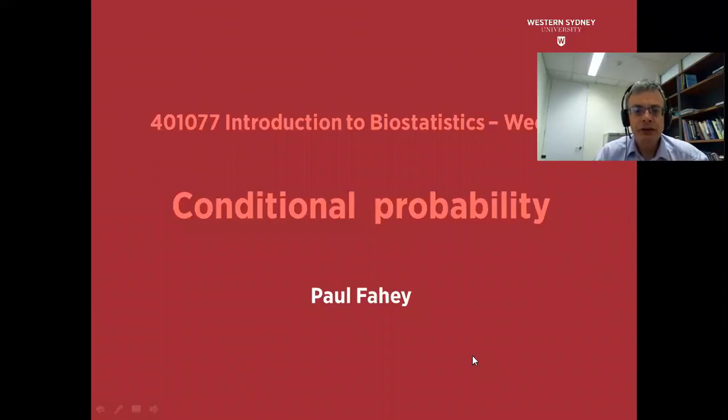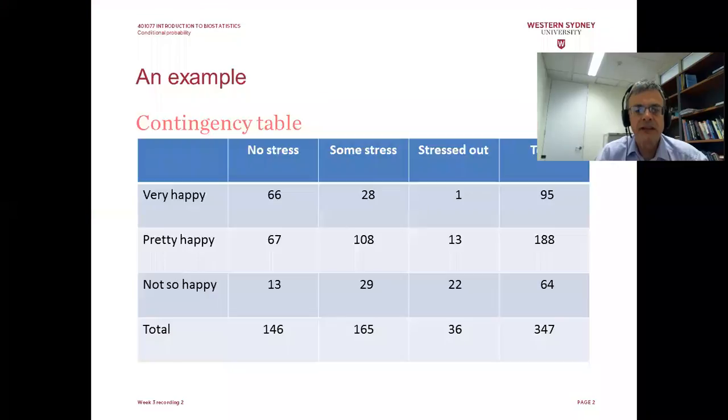Now I want to move on to the more interesting area where we have probabilities of two events occurring at the same time. Here's an extension of the previous example where we have 347 uni students and we've asked them to self-rate their level of happiness: very happy, pretty happy, not so happy. 95 very happy, 188 pretty happy, etc.